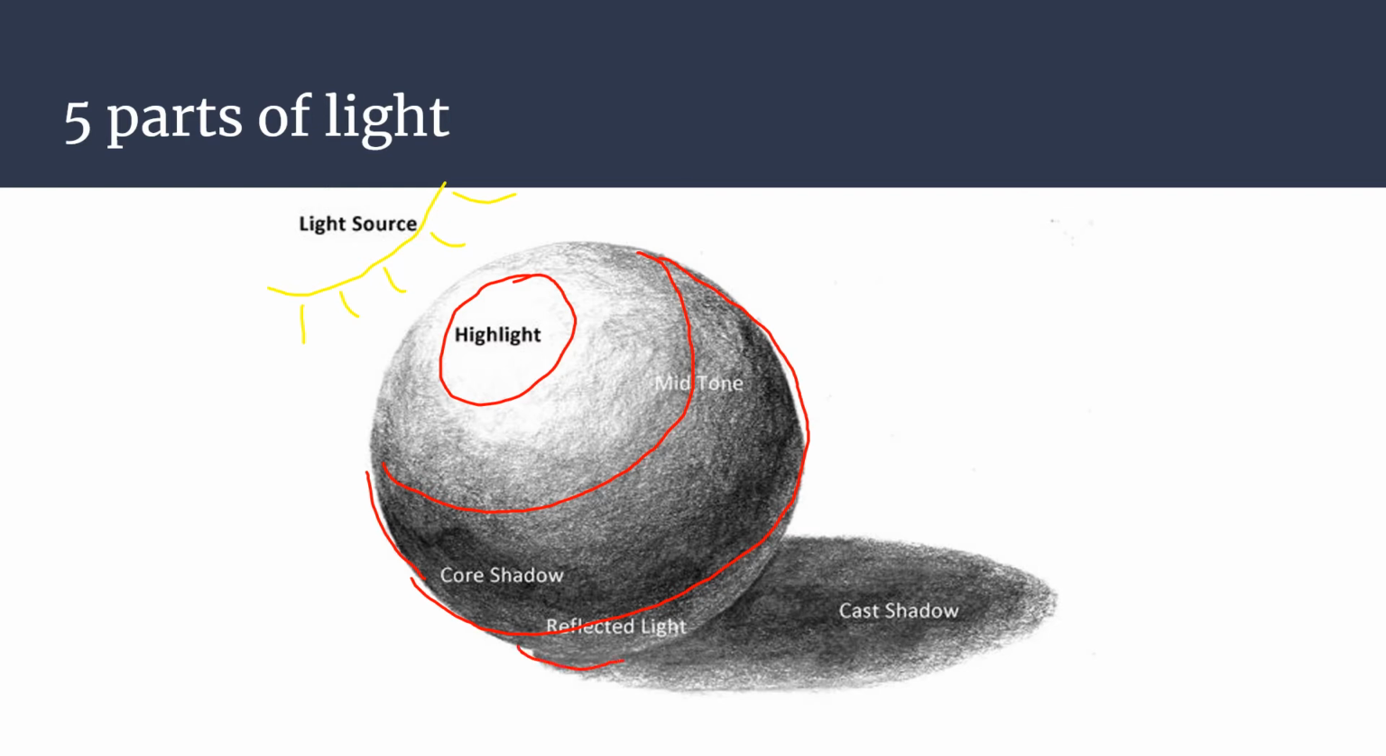And then we have our reflected light, which can be kind of hard to see all the time, but I promise it's there. It's the light source hitting the foundation that our object is sitting on, and that light then reflects back up onto the object, which creates our reflected light. And then last we have our cast shadow, which is our Peter Pan-esque shadow there.